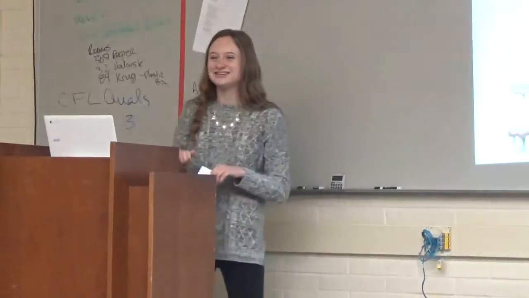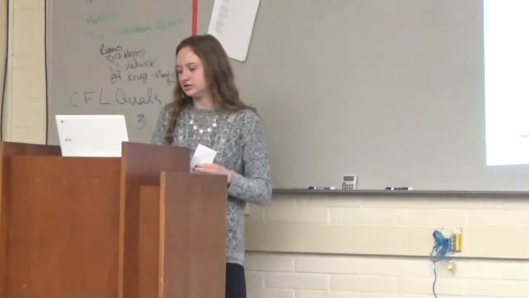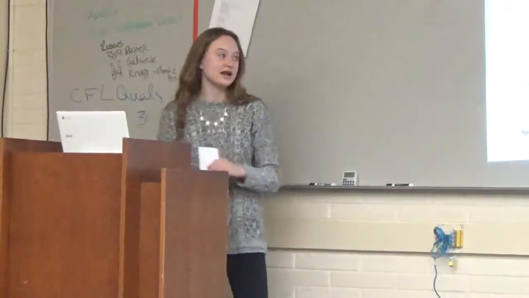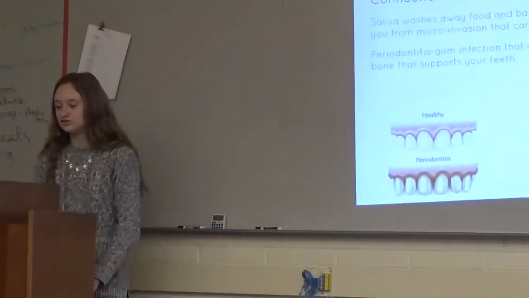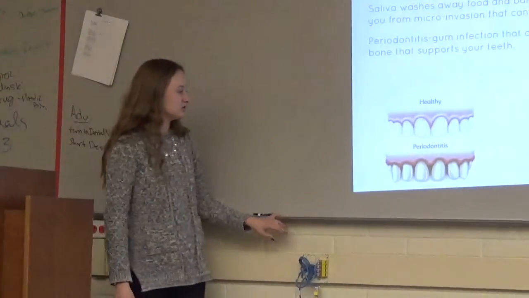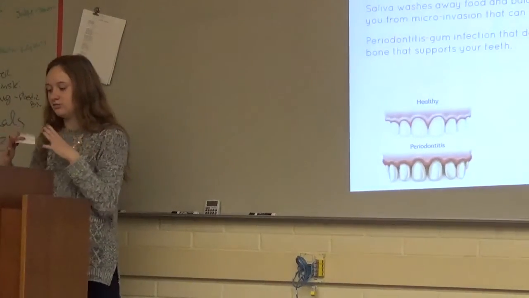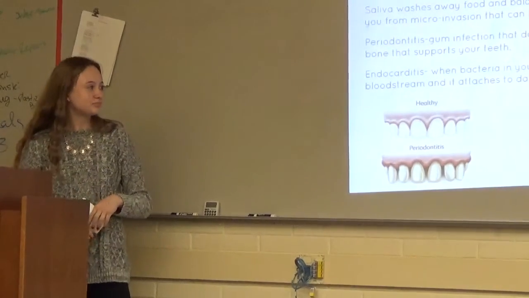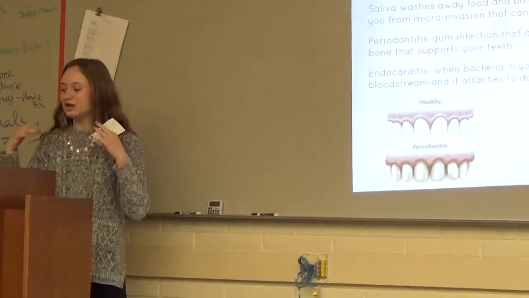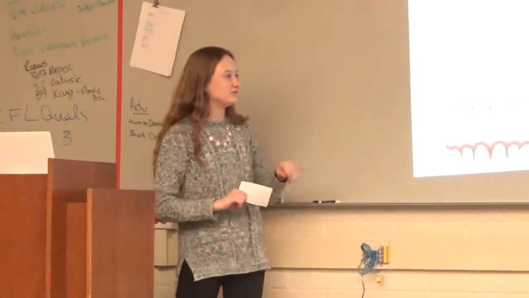Certain medications can slow down your saliva, which can make you more prone to infection. And periodontitis, and I have a picture of it right here, is a gum infection, and it damages soft tissue and destroys your bones. You can tell in the picture that the gums are receding and there's less bone structure on the teeth. Endocarditis is when bacteria, like I said earlier, from an infection in your gum spreads throughout your body, and this attacks damaged areas in your heart.